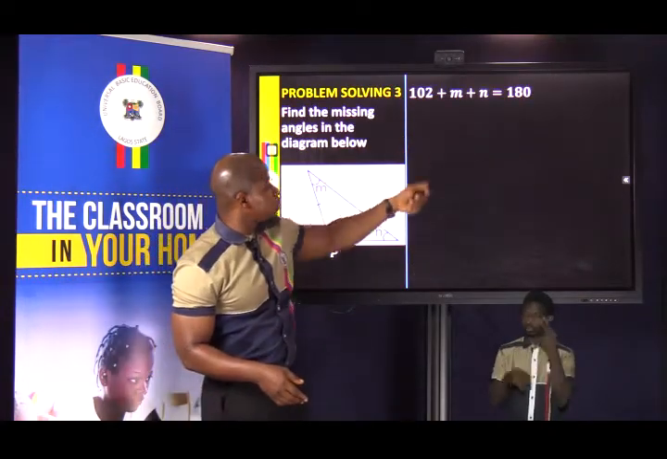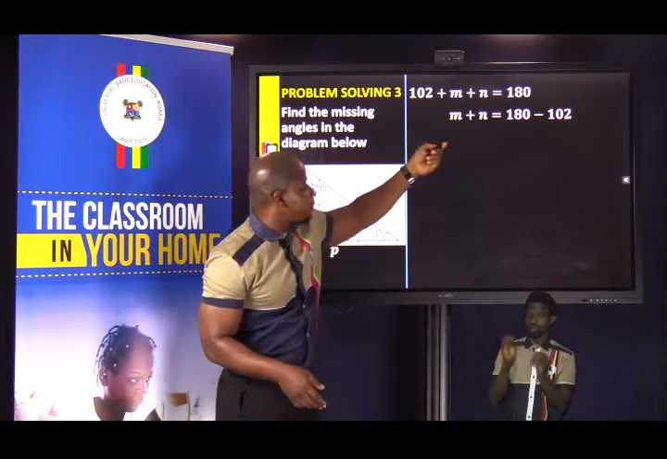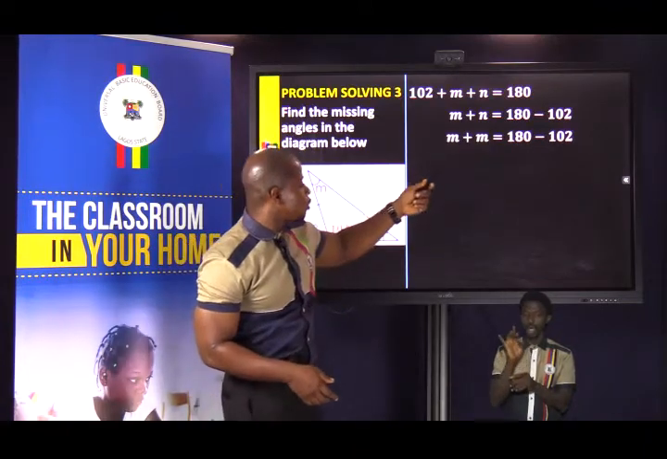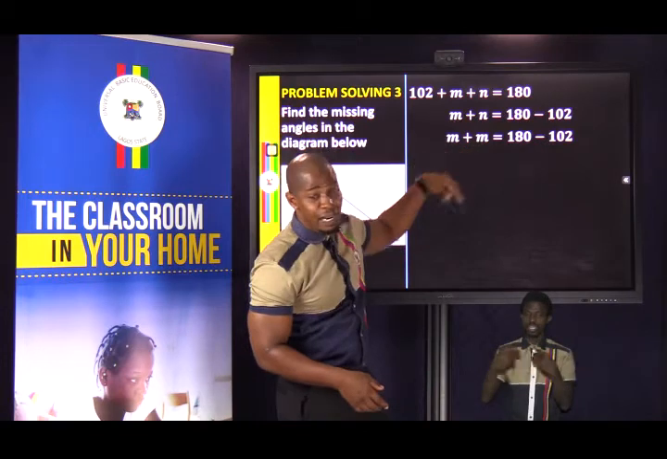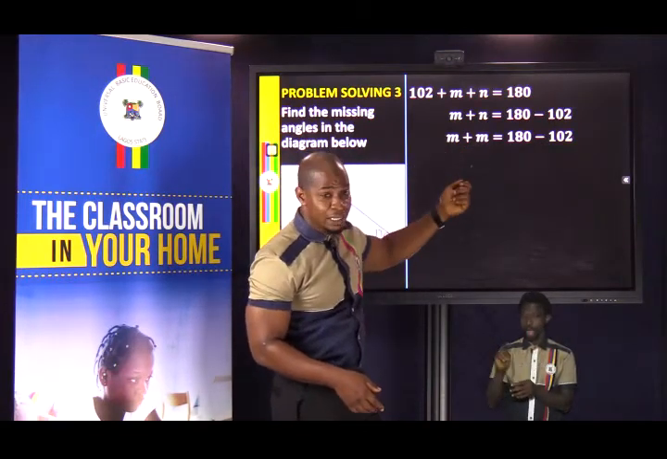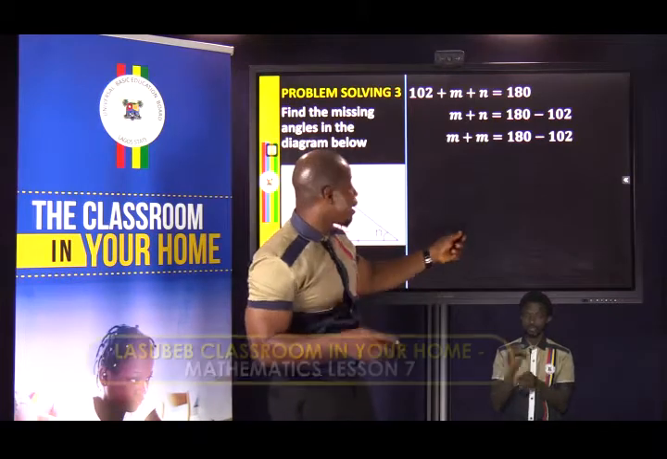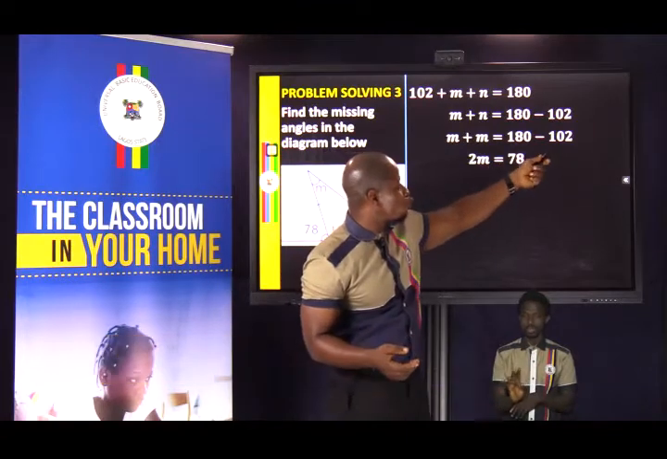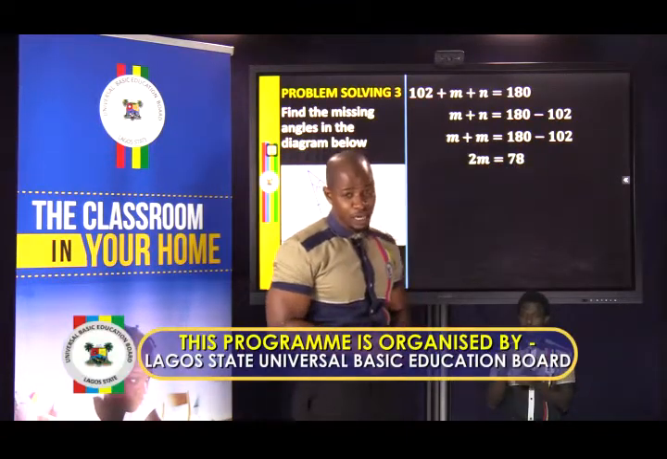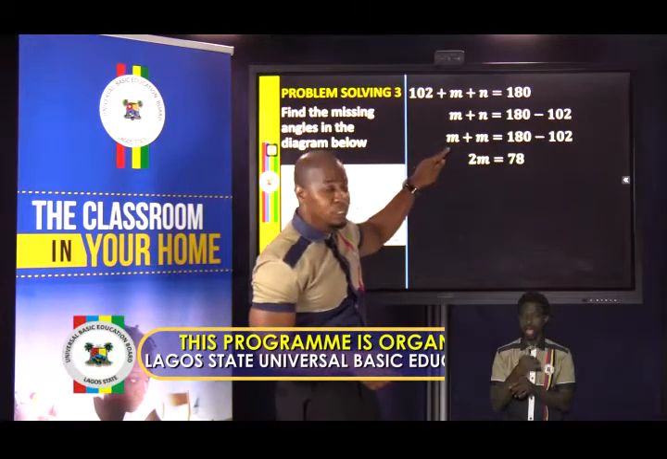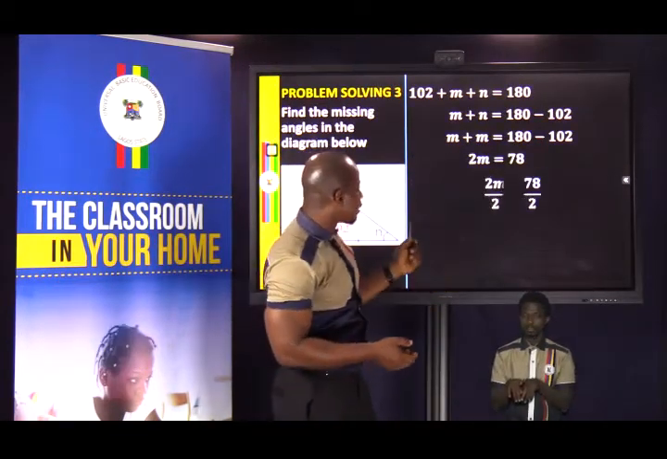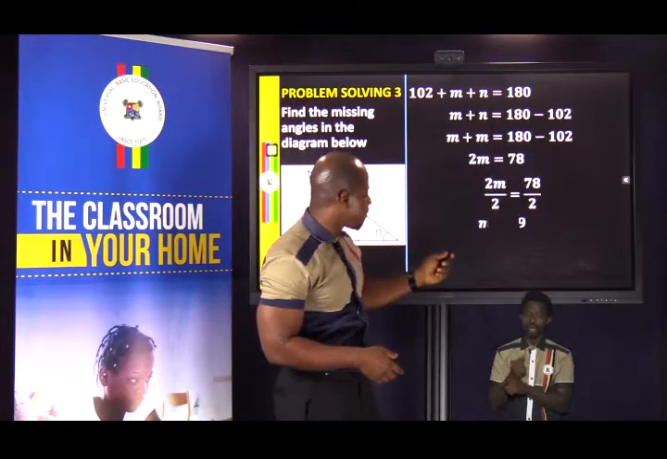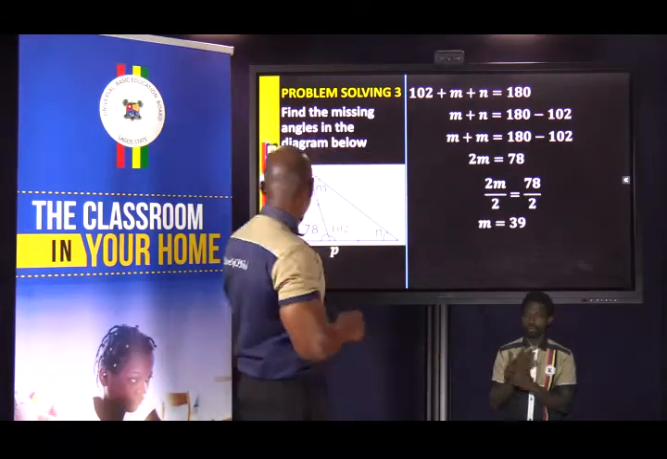So 102 plus N is 180, and that means that M plus N is 180 minus 102. So we'll get that angle to be 78. But note that M and N are the same thing, so we can write M to be N at the same time. Instead of having M plus N, we just have 2M because M and N are the same thing. So 2M is 78 because when we subtract 102 from 180, we will get 78 on the right side. And M and N are the same thing, so it's the same thing as saying M plus M, and that is 2M. And now we divide these two sides by 2 to get rid of these two so that we can get 1M. When we divide 78 by 2, let's see.